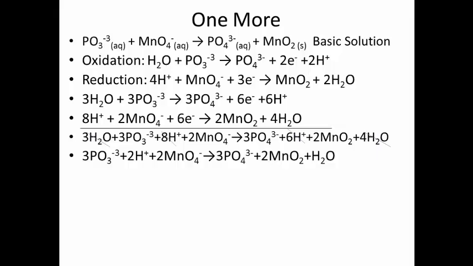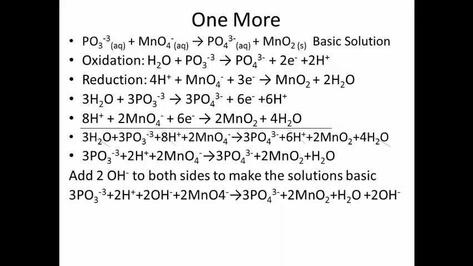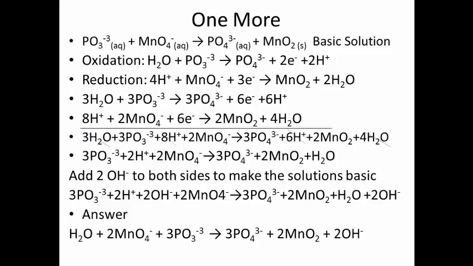But then we're in a basic solution, so we have to add 2 hydroxides to both sides to balance and cancel out the hydrogen ions on the left. And in the process of doing that, we get 2 waters on the left side, which can cancel with the 1 water on the right. And so we end up with this as our final equation.